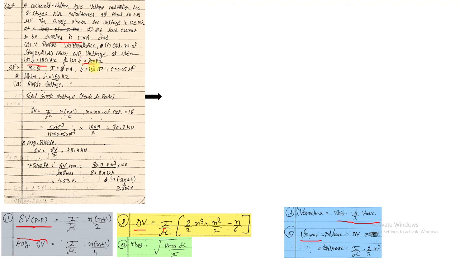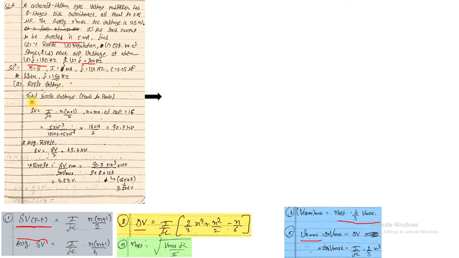So the available data are n equal to 8, that is the number of stages. I is given as 5 milliamperes, f1 is 150 Hz and capacitance is 0.05 microfarad. So let us solve for the 150 Hz first.